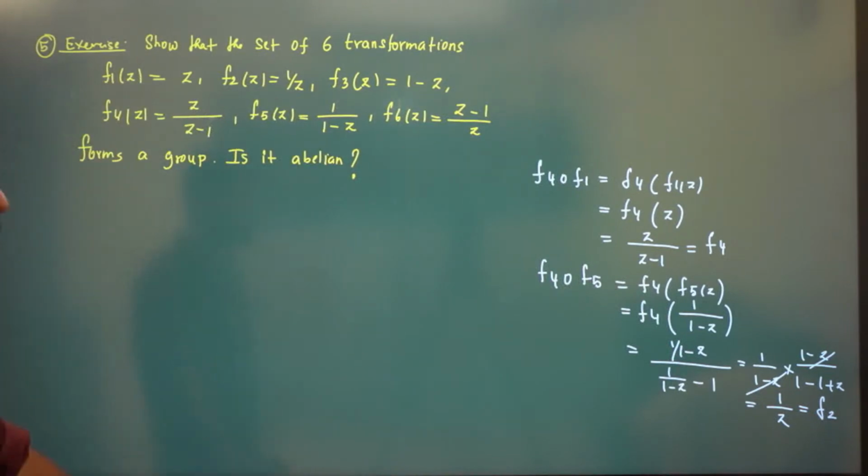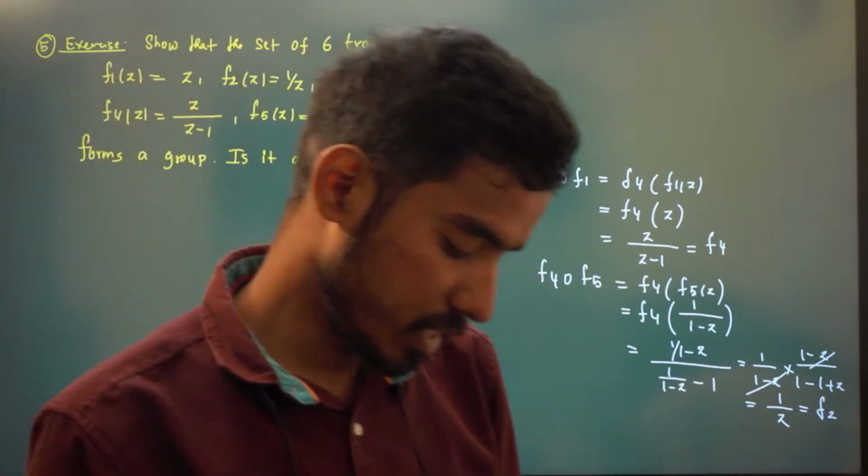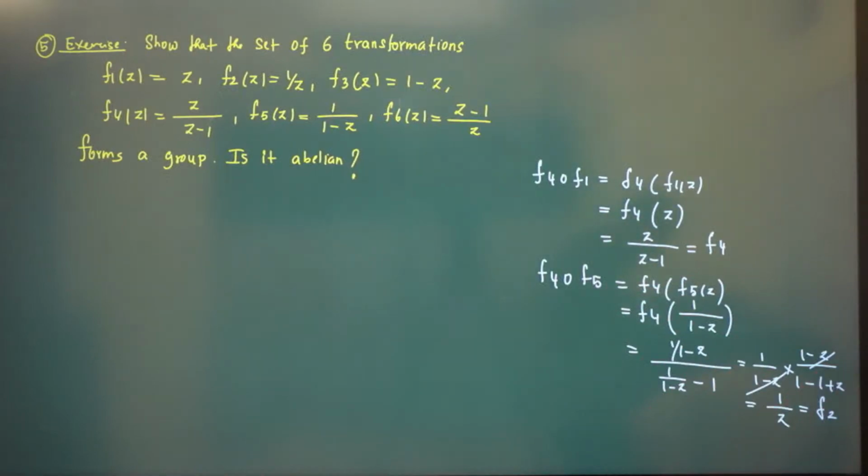So similarly, you fill the Cayley table and you say that it forms a group. It will not be abelian, right? It will not be abelian. Similarly, you find f5 composite f4. You see whether you are getting f2 or not, right? It will not be abelian.